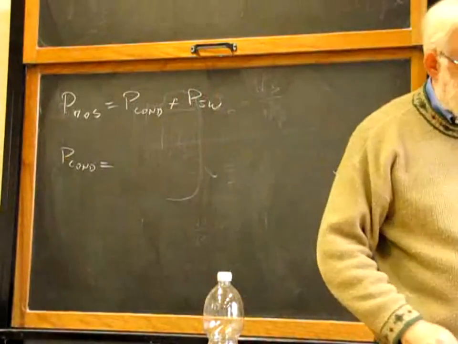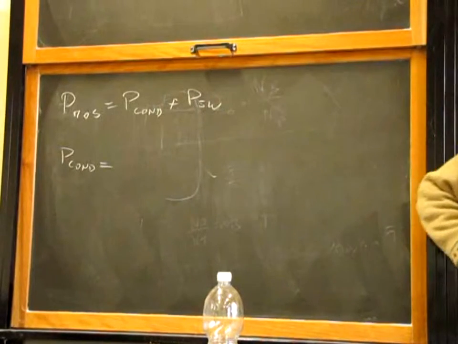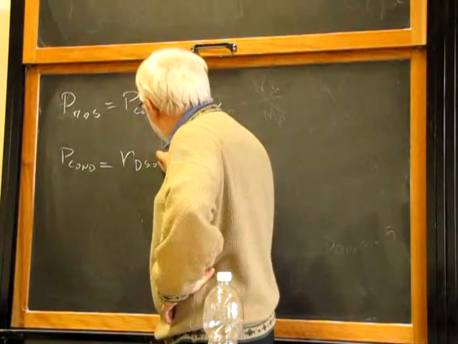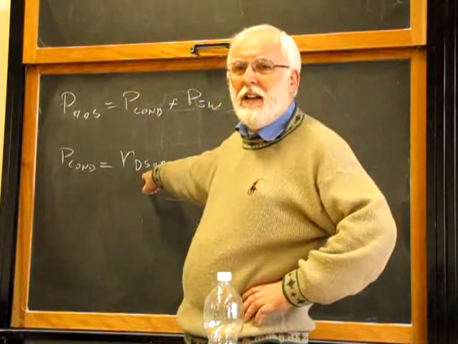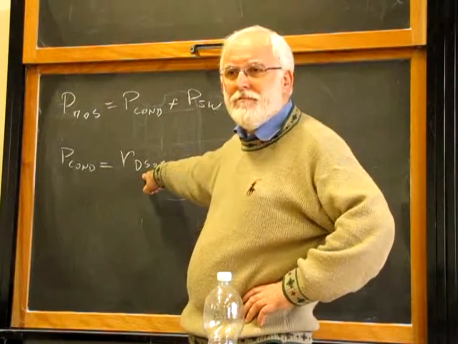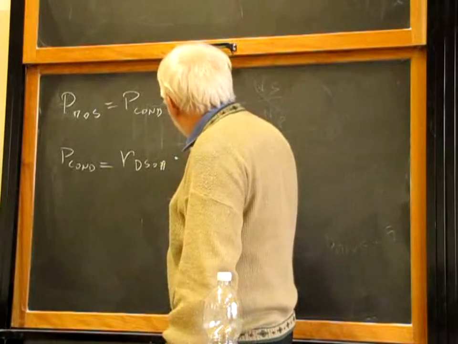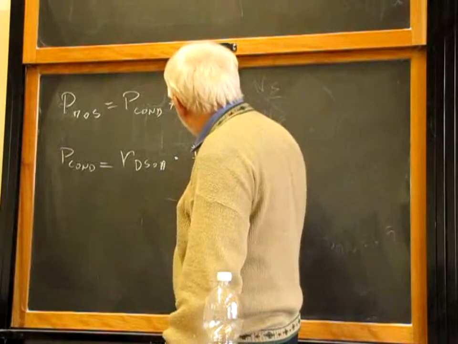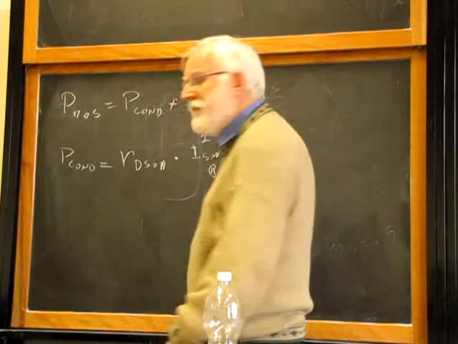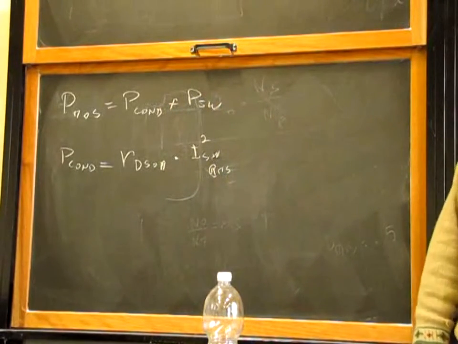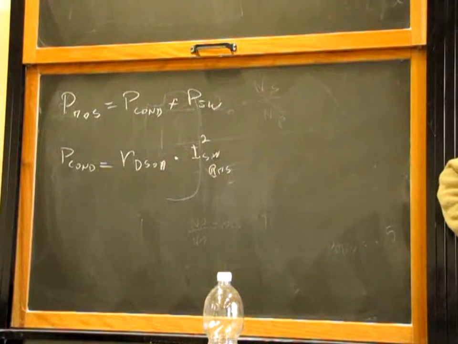How much power does a resistance dissipate? RDS on, hot or cold, depending. Hot, because it's working, and if it's working, it's on. Times I switch RMS squared. Do you use the minimum or maximum RMS current? Maximum RMS current, that means maximum design.